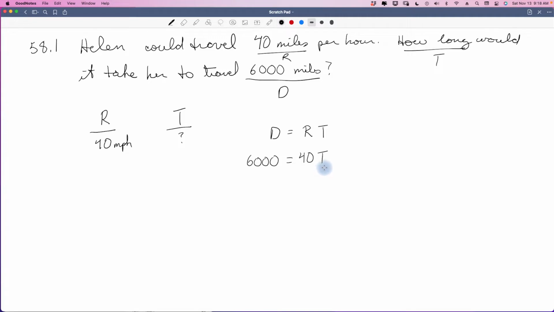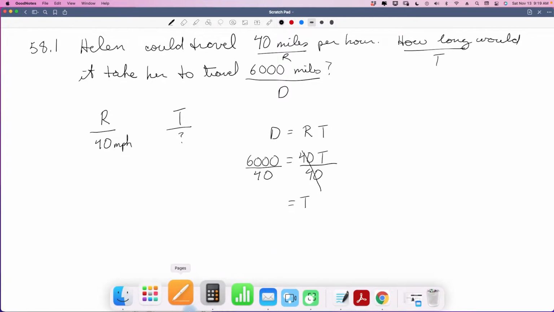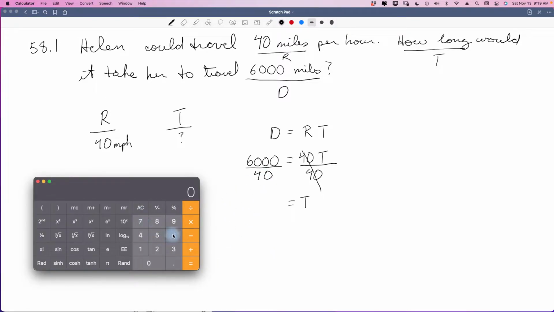That's okay. So 40 times T is 6,000. We know all we have to do is divide because that's the inverse operation of multiplication. So we divide everything on both sides to keep it balanced by 40. This cancels because it's the inverse operation. And we're left with T right here because 40 over 40 is 1. 1 times T. We know there's an invisible 1 right there. We don't care. We're just going to leave it like that. But we do need a calculator because that's a big number. So use your calculator. 6,000 divided by 40 equals 150.